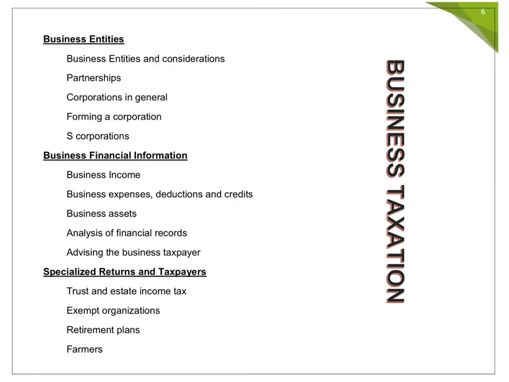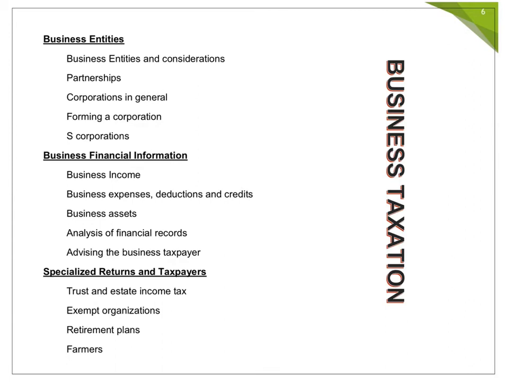The next topic is business taxation. This is part 2, the second part of the examination. It talks about 3 headings: business entities, business financial information, and specialized returns and taxpayers. So business entities, this heading talks about business entities and considerations like formation, in general, all those things. And the second important thing is partnerships. Third is corporations in general. It includes the C corporation, and also S corporation will be involved in this topic. And forming a corporation.